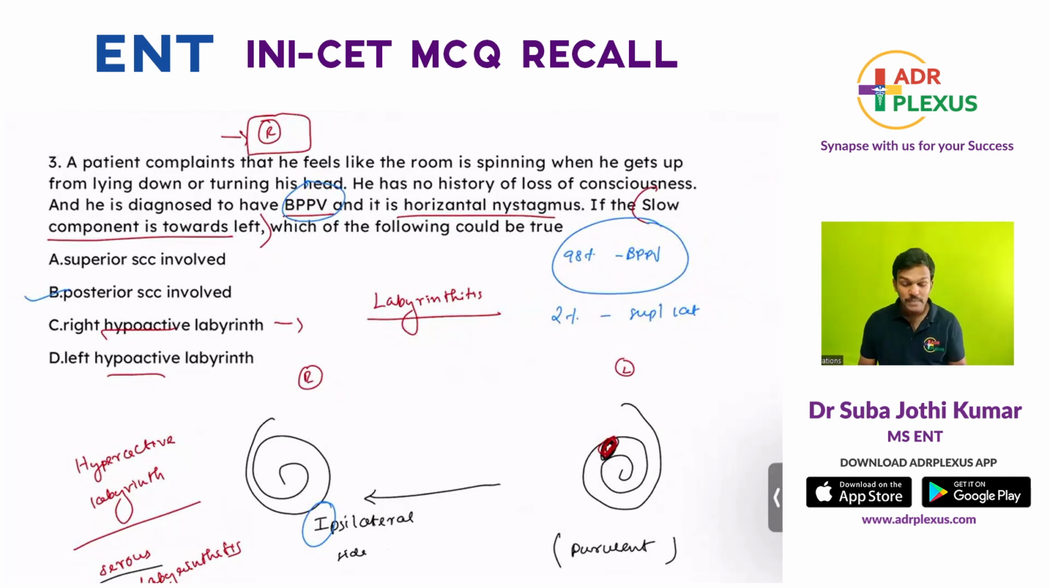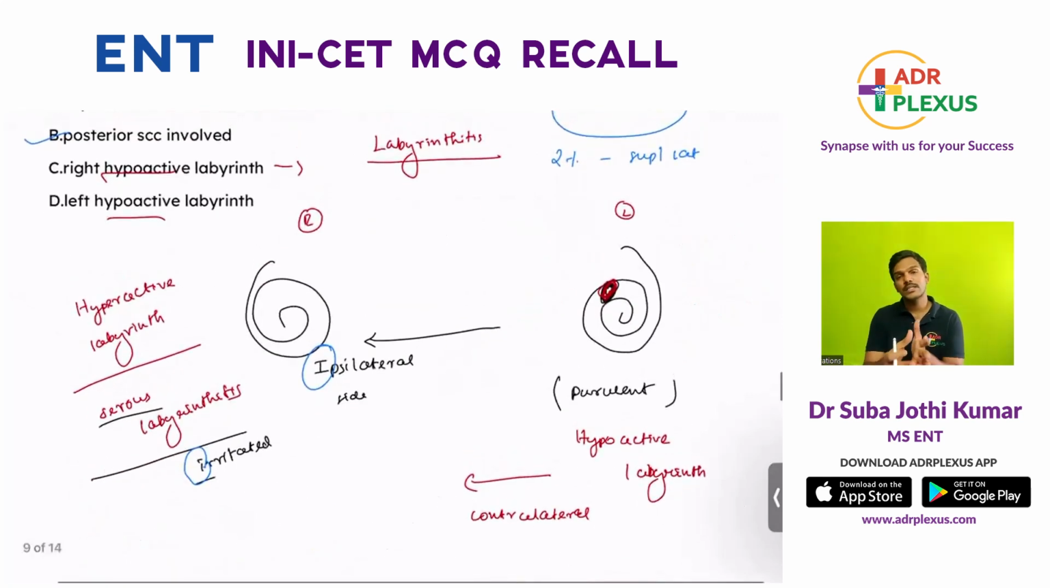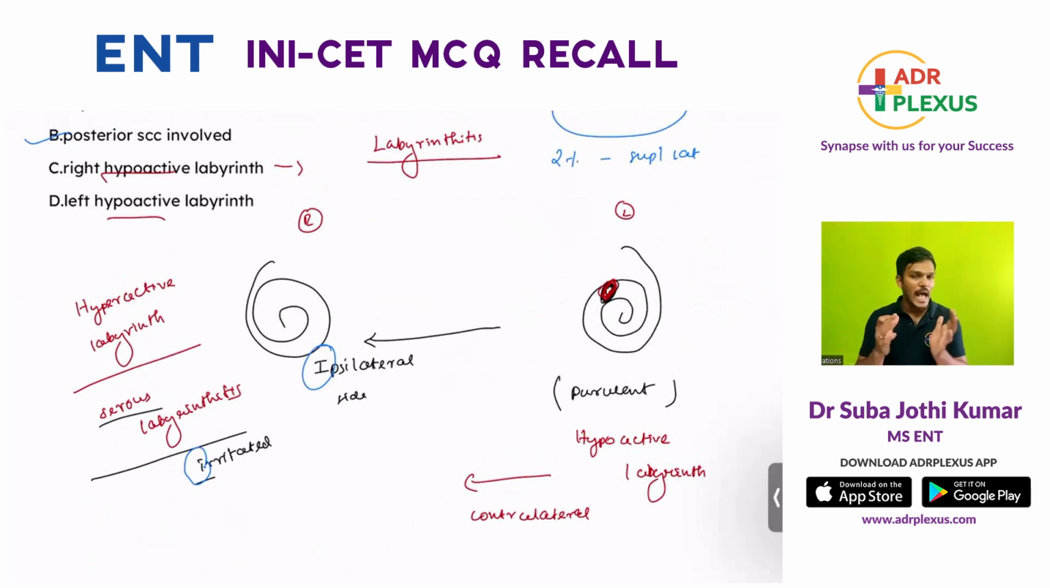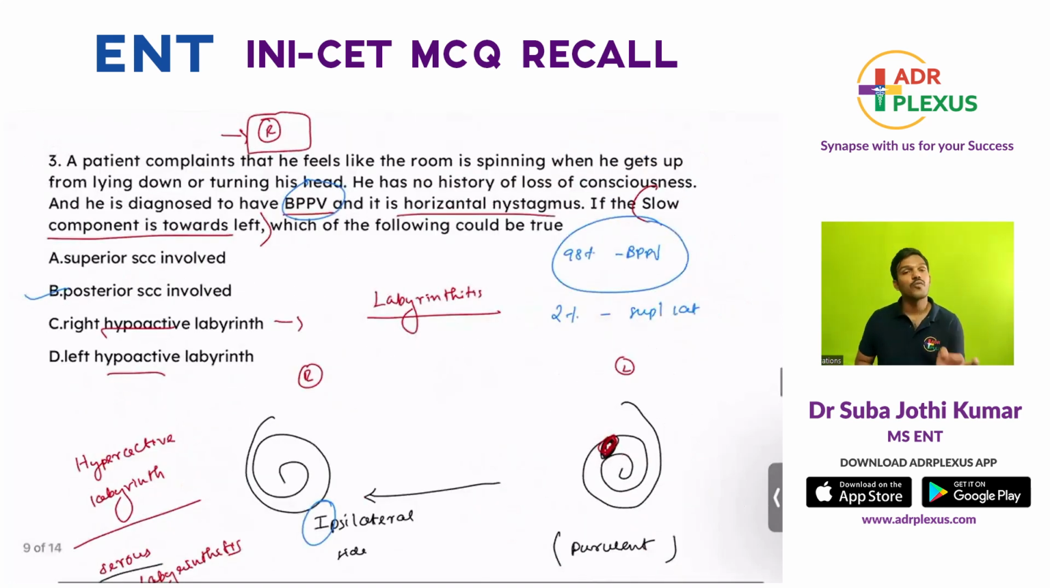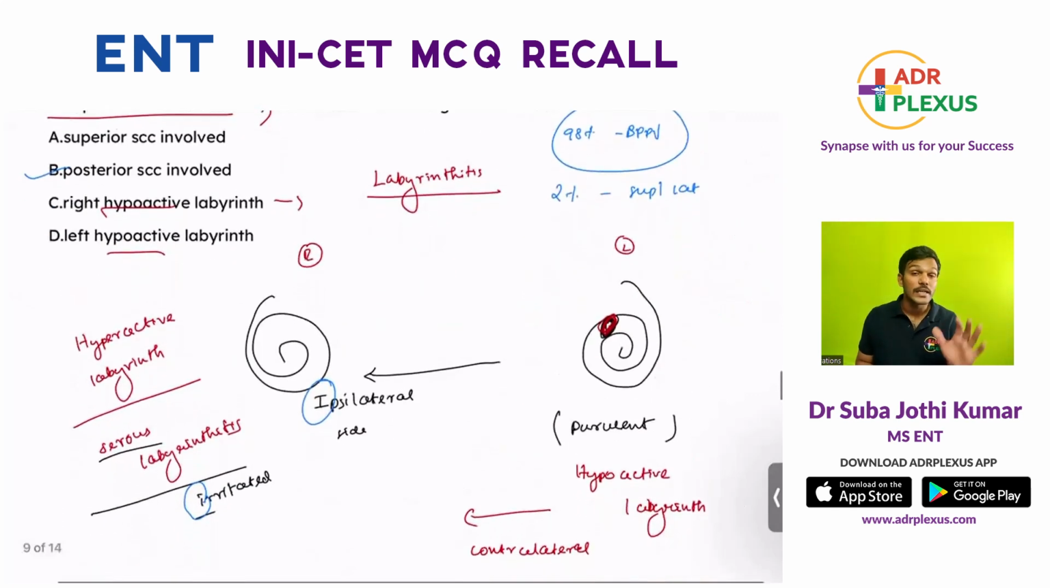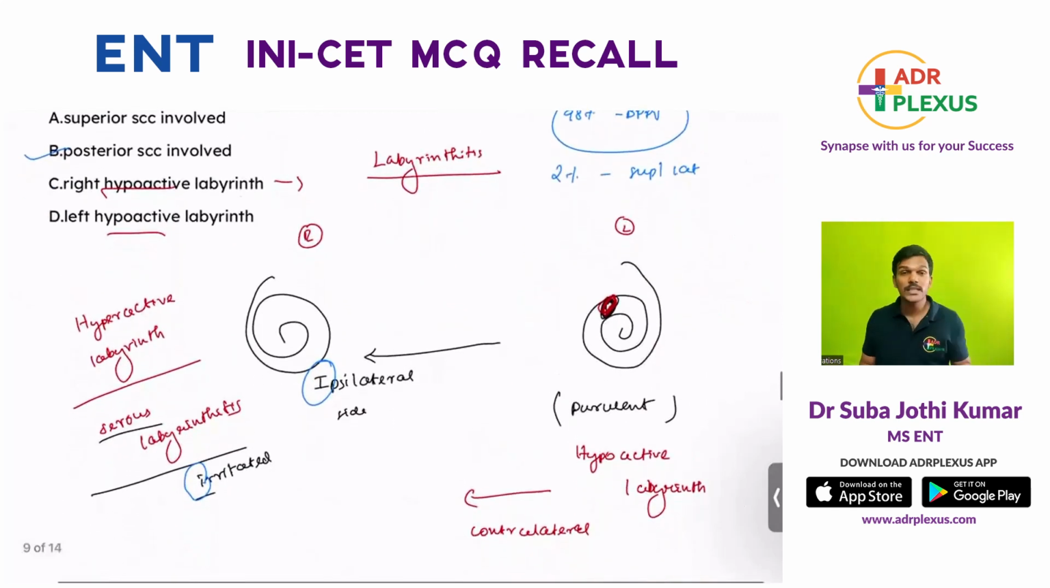If the option BPPV is not given in the question, then it could be suggestive of labyrinthitis, and then the answer can vary. Now, as we know, this could be the answer for this particular question. Clear, people? Yes. So it rings the alarm bell that anything can be asked in depth when you read about the approach to vertigo.